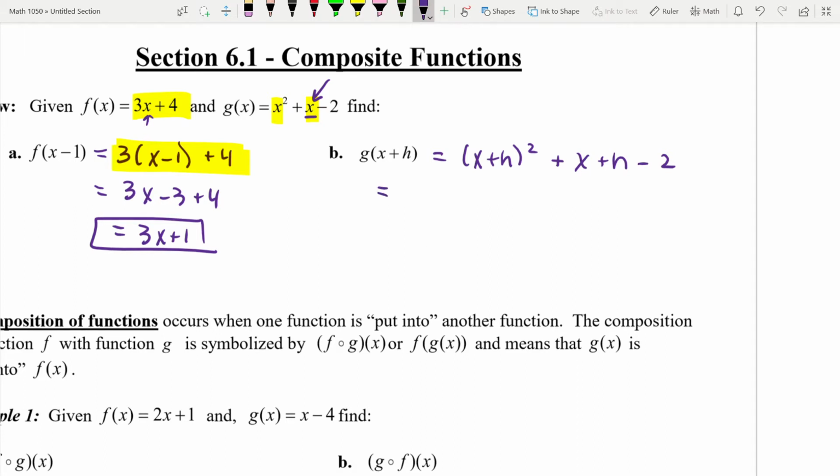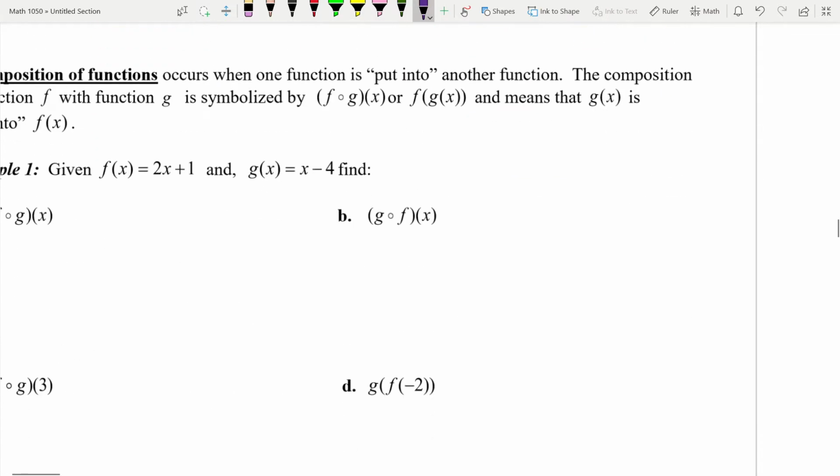X plus h times x plus h is not x squared plus h squared. You have to FOIL it. So when you FOIL it, you get x to the second plus 2hx plus h squared plus x plus h minus 2. You guys, that's your answer, because you can't add any of those things together. They all have different variables. So that's your answer. You highlight it and you're done. It's as simplified as you can get it.